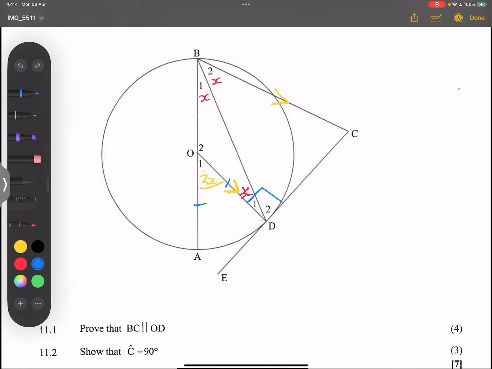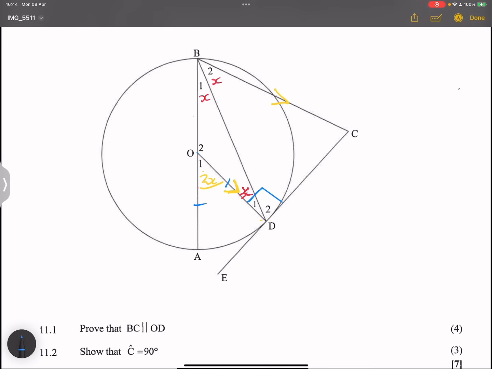So they say to us, we are going to say, right, we knew that B1 is equal to B2. Remember, why is that? Which is equal to X. We said the reason for that. Well, the reason for that is given. Remember, it was given that line BD bisects angle ABC. So that is given to us.